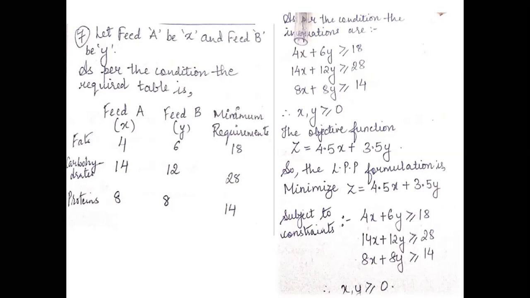The objective function, as we saw, the price per unit of the product, for fodder A it was x, for fodder B it was y. So 4.5x plus 3.5y, which is your z, the objective function. So the LPP formulation will be like this. Minimize z is equal to 4.5x plus 3.5y, subject to all the three constraints, and finally the non-negative constraint, x comma y greater equal to 0.